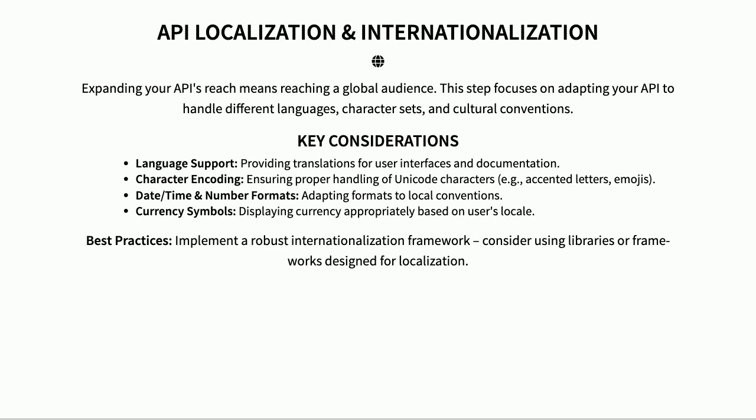That basically means adapting your API so that it works well for people all over the world who speak different languages and use different formats for things like dates, numbers, and currencies. We'll cover key aspects such as providing translations, handling special characters correctly, and making sure everything looks right based on a user's location. It's important to set up a good internationalization framework from the start. There are libraries and tools that can really simplify this process.